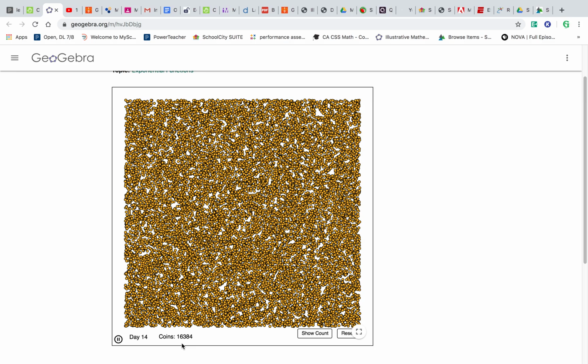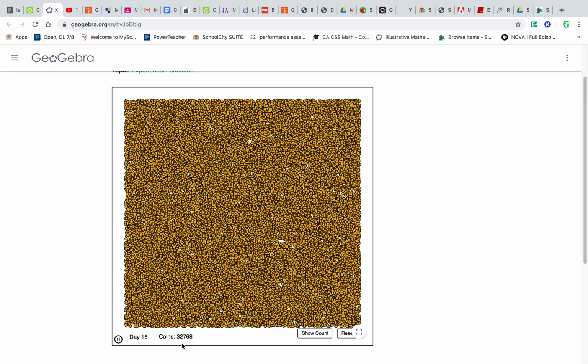It's getting hard for it to count, so it starts to slow down here. That's over 16,000 coins right there. Over 32,000. You can see it's just craziness, right? And then what's going to happen for day 16? It's going to be double this, right? Double 32,000 something. So it should be over like 64 or 65,000, right? That's what we can anticipate happening.